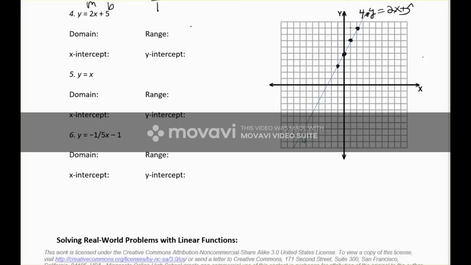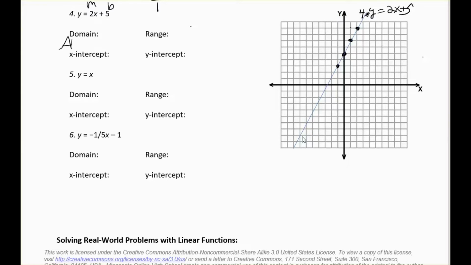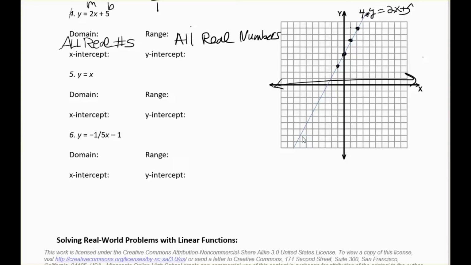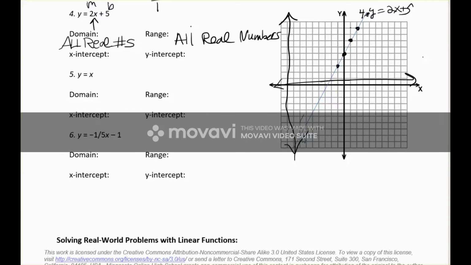Okay, now that we have the line, we're going to say what the domain is, what the range is, and what the x and y intercept are. So the domain is all real numbers. Almost all linear functions will have a domain of all real numbers. And the range is also all real numbers. The reason that they are all real numbers is because on a linear function, x can be any number. It can be positive numbers, it can be negative numbers, it can be 0, it can be any numbers. So that's all real numbers. And if you're putting all real numbers into the equation for x, you can get any numbers out. You can get negative numbers for y, you can get positive numbers for y, you can get 0 for y.